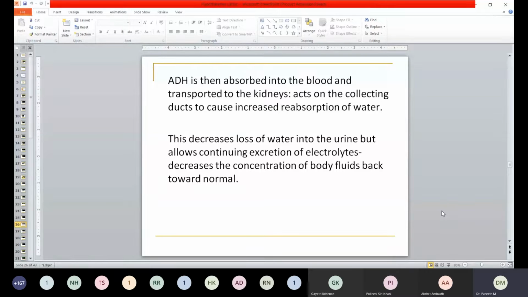So what happens when it acts? This decreases water loss in the urine but allows continuous excretion of electrolytes. The osmolarity of the ECF starts becoming lesser and lesser because the water content keeps increasing, whereas the electrolyte content keeps decreasing. So these are the two mechanisms by which the hypothalamus regulates water intake. Each of these functions of the hypothalamus, be it food intake, water intake or body temperature, is very important and can be asked individually for 5 marks.